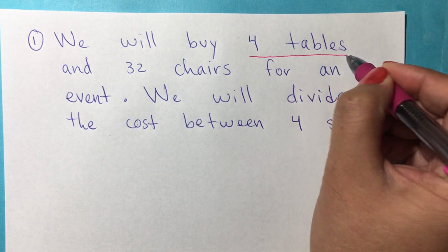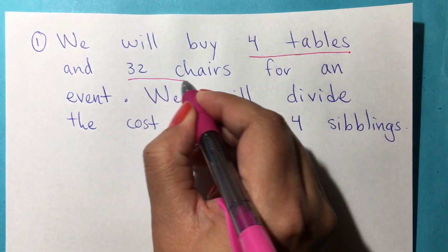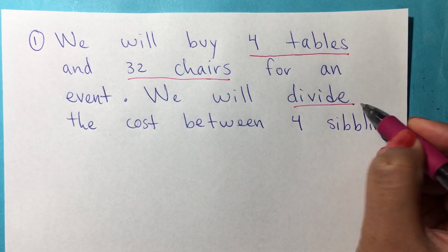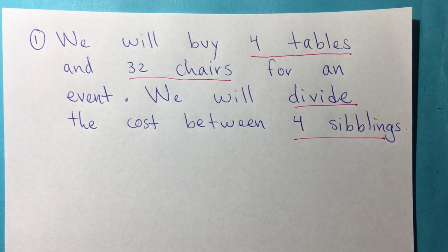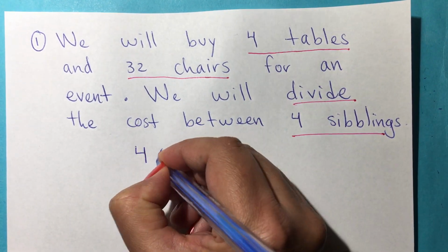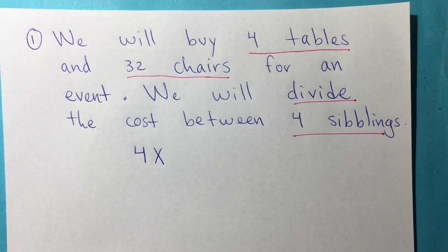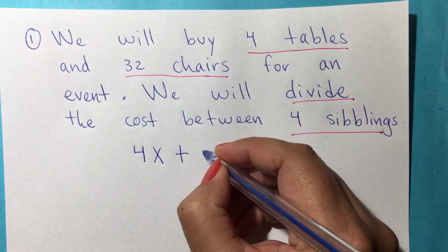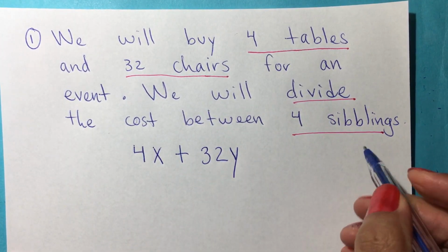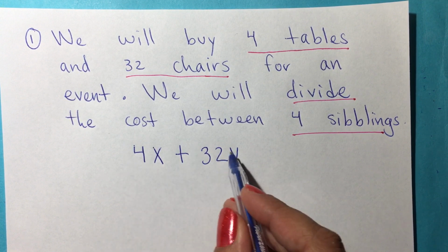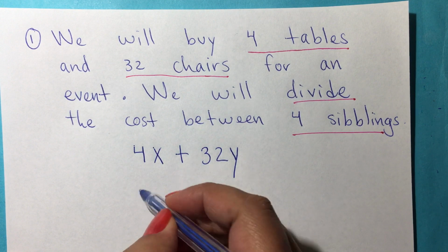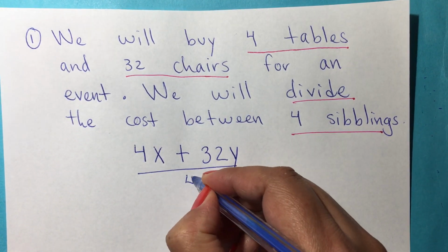So we're going to buy 4 tables and 32 chairs. We will divide the cost between 4 siblings. And so how would you represent that? The 4 tables will be 4x, or you can put 4t, plus 32 chairs could be 32y. And then divide the cost. What does that mean? That means that this alone represents the cost for the tables and the chairs. And divide the cost by the 4 siblings.